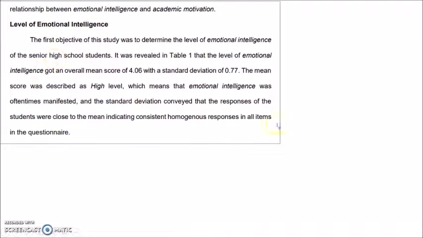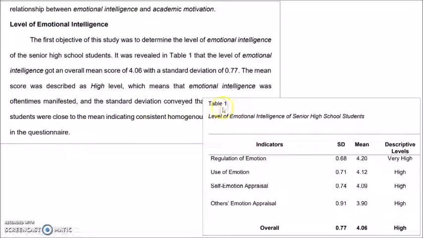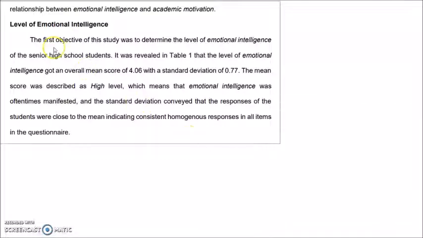Right? And this is the first paragraph of your first variable. So, dito, i-discuss yung overall results. Yung overall results coming from your Table 1. Sa Table 1, ito yan, yung first paragraph. Right? So, yung mean is 4.06, yung descriptive level, at saka yung standard deviation. Yan yung kukunin natin, i-represent natin for the first paragraph. So, going back here, the first objective of the study was to determine the level of your first variable of the senior high school students. It was revealed in Table 1.